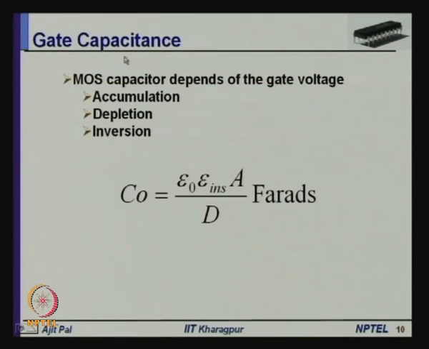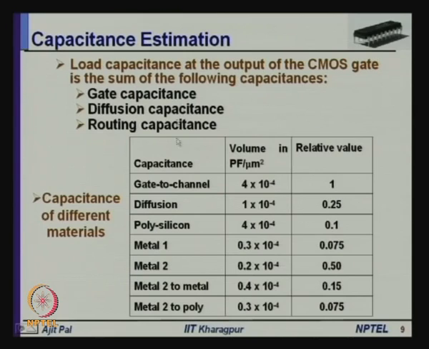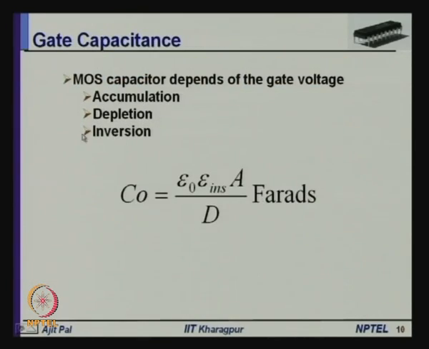And coming to the gate capacitance, we find that the MOS capacitance, we have seen the typical value is 4 into 10 to the power minus 4, but actually it is not fixed. Dynamically the gate capacitance will change depending on which mode it is in. We have already seen the MOS transistors will be in the accumulation stage initially, when the gate voltage is less than the threshold voltage.